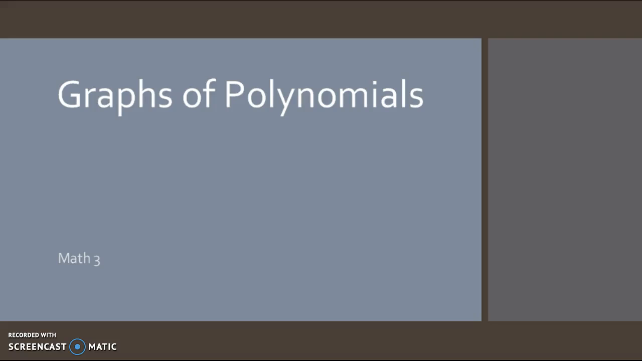Now it's time to look at the graphs of polynomials. Remember, when we talk about polynomials, it's important to write them in standard form with their exponents in descending order. So for example, if I had a cubic, it would start with my x cubed, and then go to x squared, and then the x, and then the constant term, right? And then you name it based on its highest exponent and on the number of terms it has.